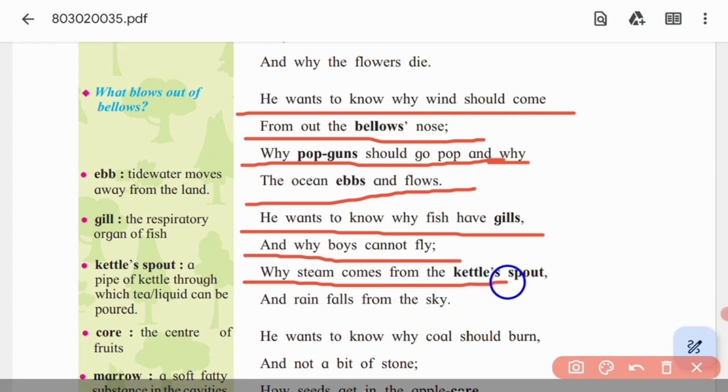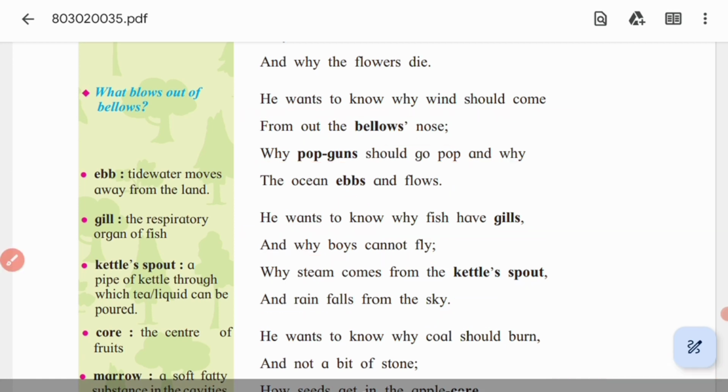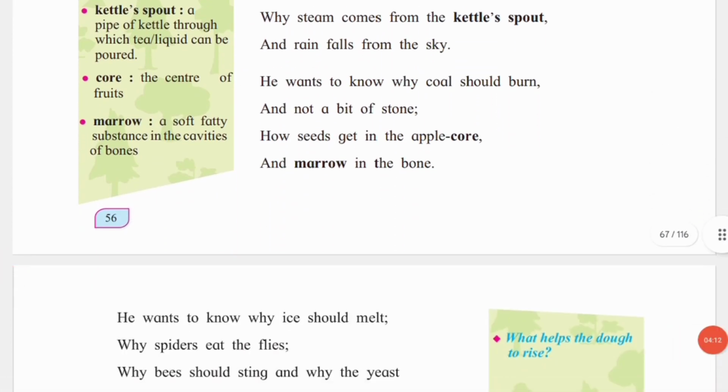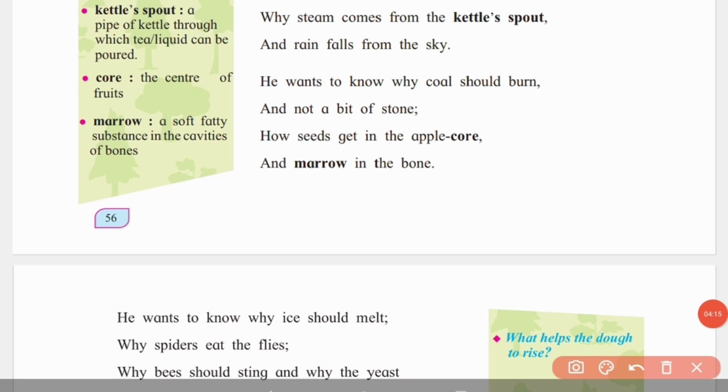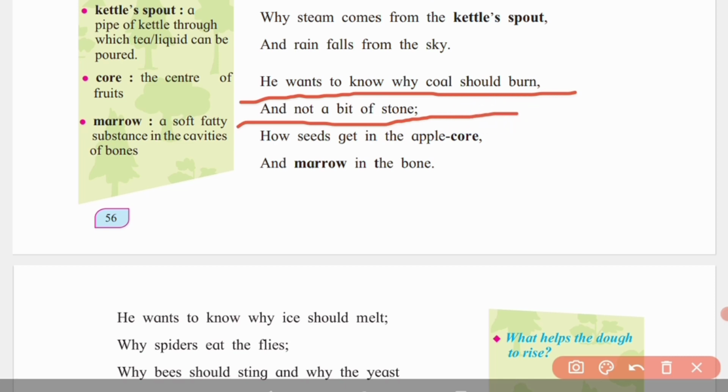Why steam comes from the kettle spout and rain falls from the sky. He wants to know why coal should burn, and why not a bit of stone. How seeds get in the apple core, and marrow in the bone.